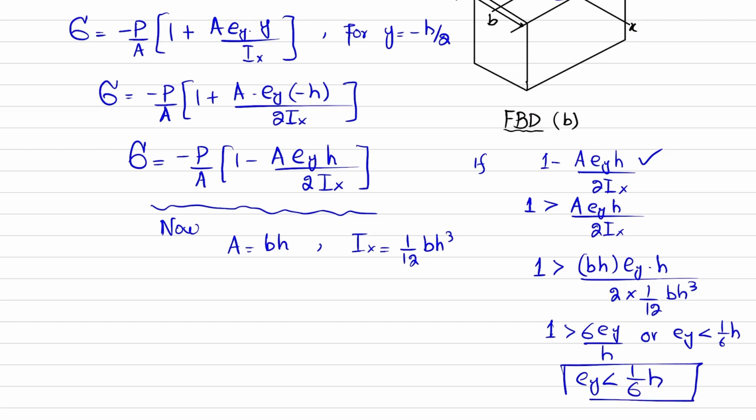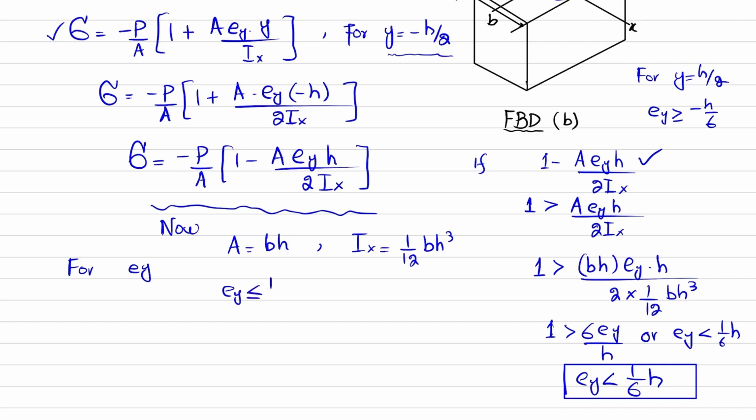So this is ey when y is taken as minus h by 2. For y, if you put y equal to h by 2 in this equation, what you will get is ey greater than or equal to minus h over 6. So this is the range for ey: ey should be less than or equal to 1 over 6h, which we get from here, and ey is greater than or equal to minus 1 over 6h.